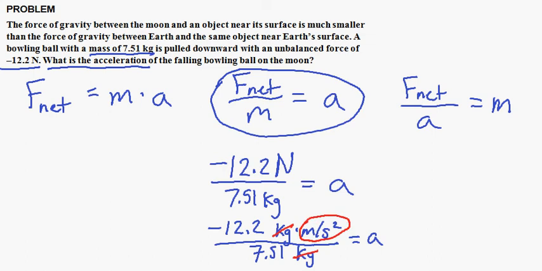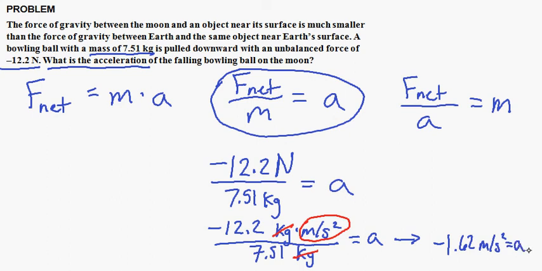When we actually go through and solve, we should find that the numbers come out to negative 1.62, units come out to meters per second squared, and that will be equal to our acceleration. And so that will solve this original question for the thing that we were asked for.